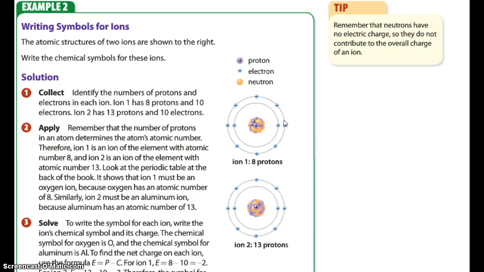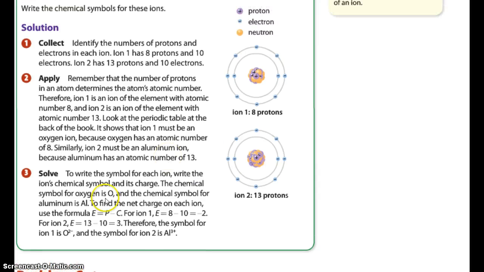So identify the number of protons and electrons in each ion. So this one has 8 protons, and if we add it up, 1, 2, 3, 4, 5, 6, 7, 8, 9, 10 electrons. So 8 protons, 10 electrons. What is my charge? 8 minus 10 equals negative 2. And so it would be oxygen, negative 2. Now, if you're thinking, wait a minute, how did you know that was oxygen? Well, I knew it had 8 protons. Anytime I have 8 protons, look on my periodic table, number 8 is oxygen.